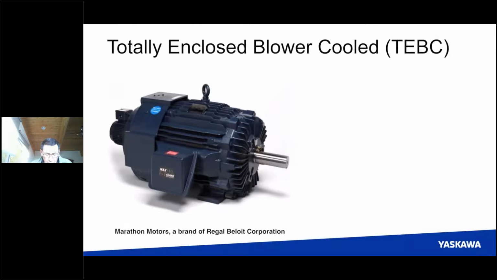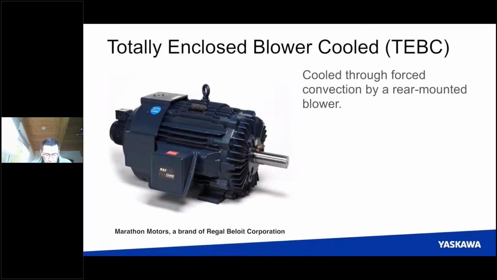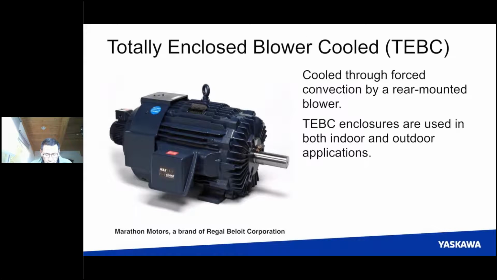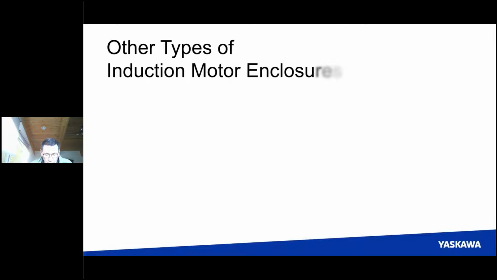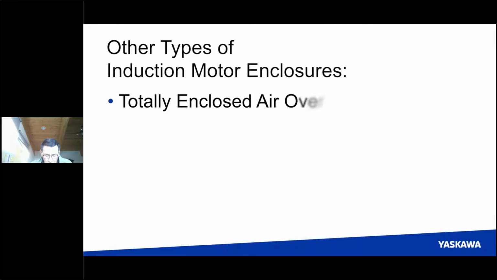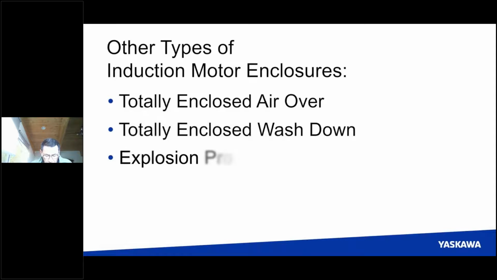And the final type is a totally enclosed blower-cooled or TEBC enclosure, which is cooled through forced convection by a rear-mounted blower. You'll find TEBC enclosures in both indoor and outdoor applications. Other types of induction motor enclosures include totally enclosed air over, totally enclosed washdown, explosion-proof enclosures, and hazardous location enclosures.